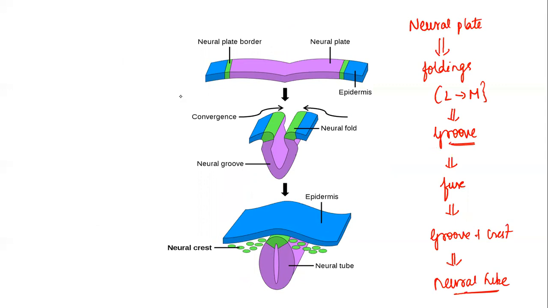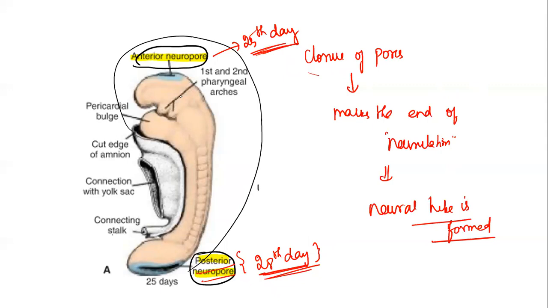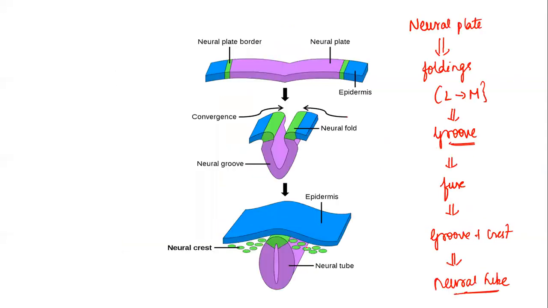Now, we were told that the anterior neuropore has to close and the posterior neuropore has to close on a particular day, right? On the 25th day, the anterior has to close, and on the 28th day, the posterior neuropore has to close, and that will mark the end of neurulation. If these pores do not close, it leads to serious anomalies.